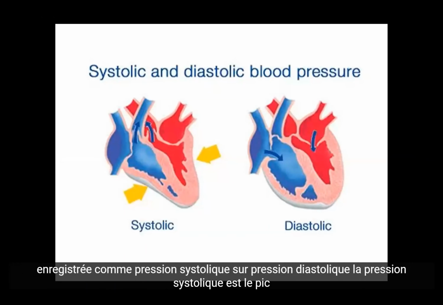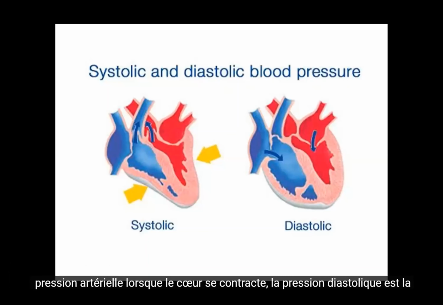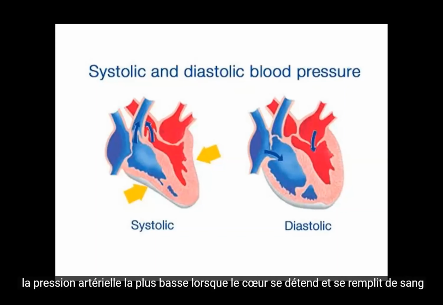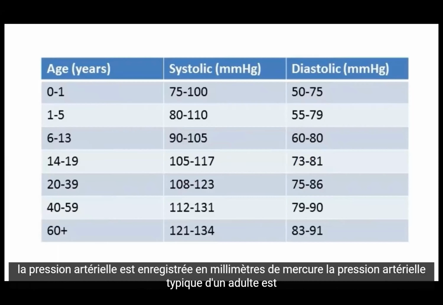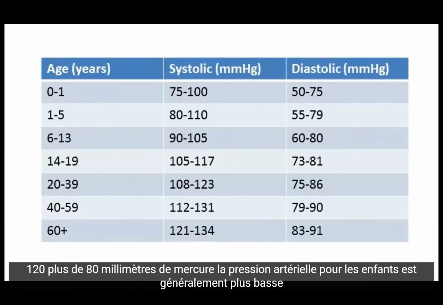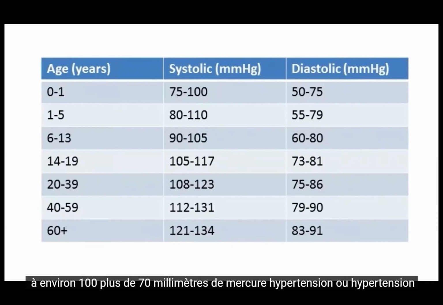Blood pressure is recorded as systolic over diastolic pressure. Systolic pressure is the peak blood pressure when the heart is contracting. Diastolic pressure is the lowest blood pressure when the heart is relaxing and refilling with blood. Pressure is recorded in millimeters of mercury. Typical adult blood pressure is 120 over 80 millimeters mercury. Blood pressure for children is usually lower at around 100 over 70 millimeters mercury.